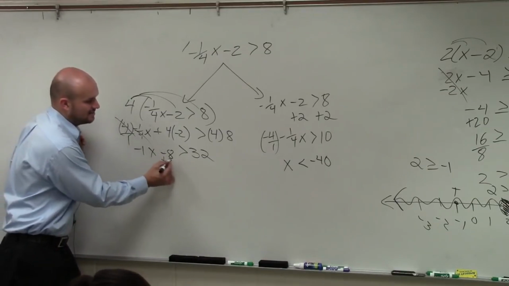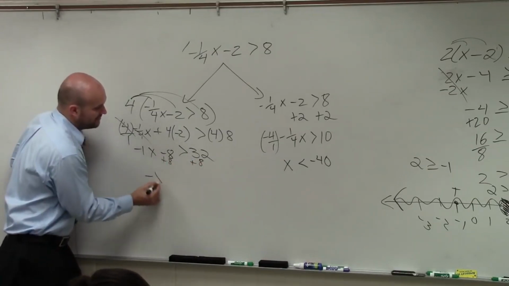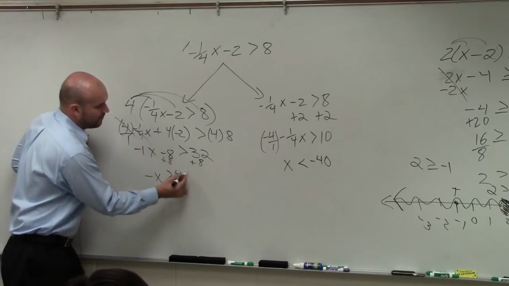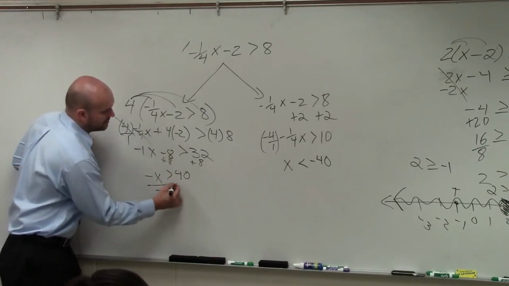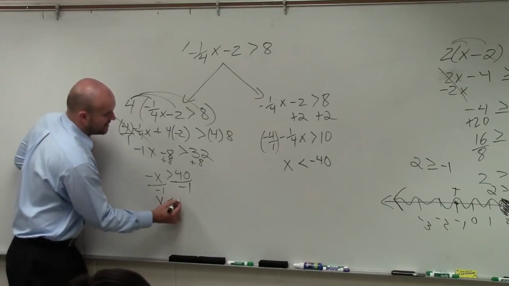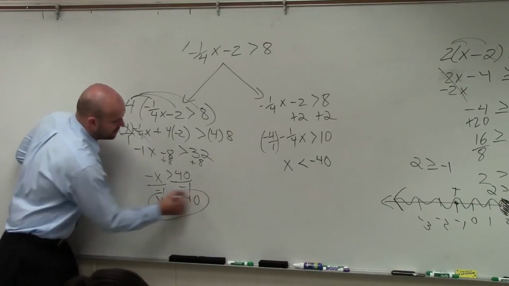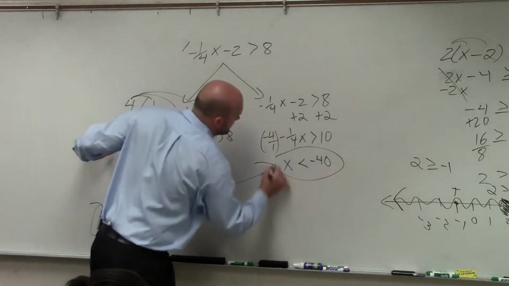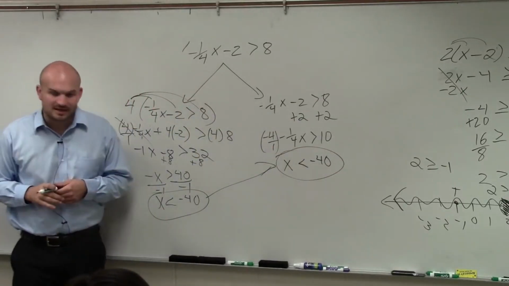Here, let's go and do this. I add 8. Negative x is greater than 40. Divide by negative 1, because we have to solve for x. X is less than negative 40. Notice, ladies and gentlemen, I solved it 2 different ways, and I still get the same answer.